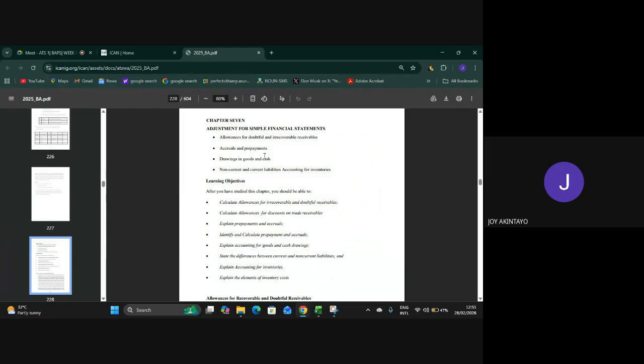Now, prepayment is a payment in advance. You've paid, but you are yet to enjoy the service. The payment is not for the current period, it's for the coming period. And we have two types, as we have for expenses, we also have for income. For income, we also call it unearned income. We are yet to earn it.